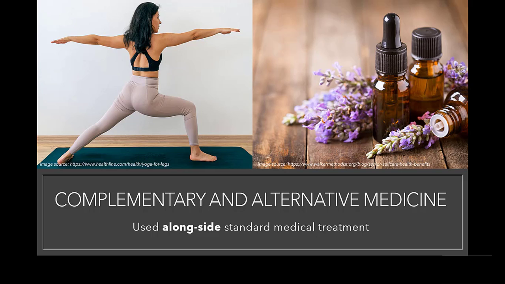So examples can include, as the pictures show, yoga, aromatherapy, but it can also be herbs, supplements, acupuncture, massage therapy, even Reiki, and meditation. All of these practices can be used to help treat symptoms for a variety of medical conditions, and the key word here is help. So we're using it alongside standard medical care. Based on the readings we have selected this week, you can see diabetes and cancer are popular conditions that benefit from complementary and alternative medicine.